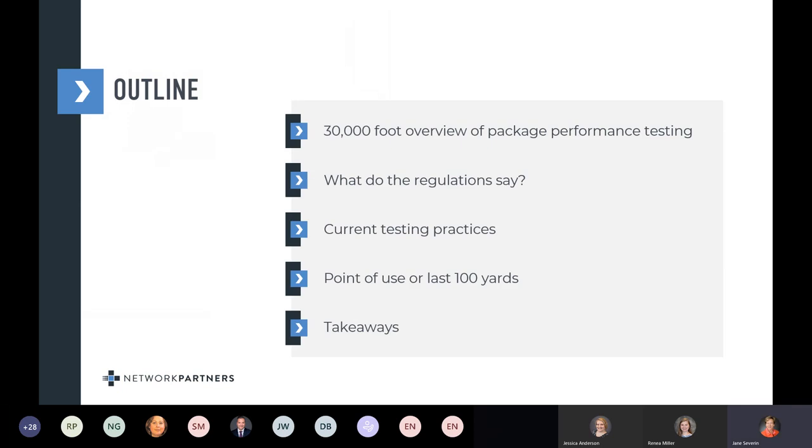So an outline of today's talk, we'll start with a very high-level overview of package performance testing, get into what the regulations currently say, what our current test practices are, and again, discuss the point of use, and then wrap up with some key takeaways.